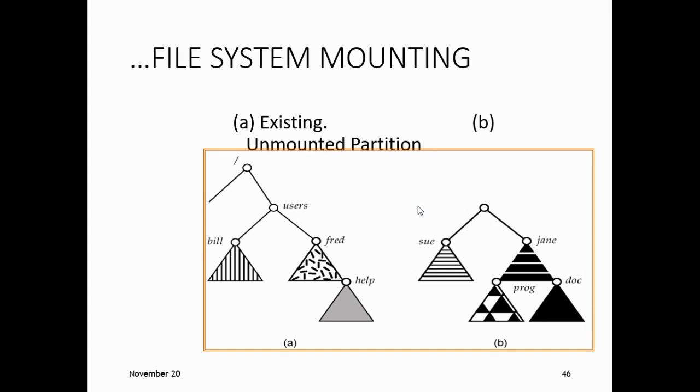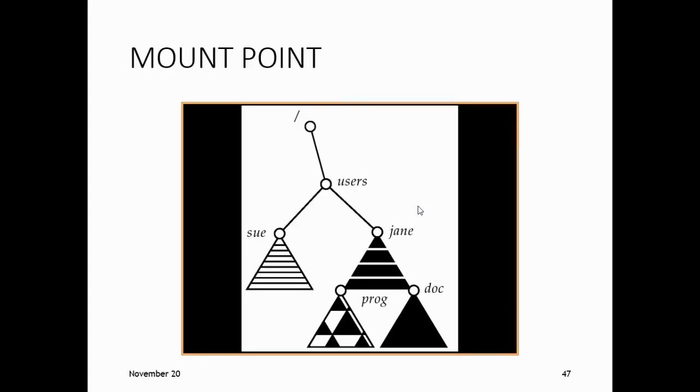We have the concept called unmounted partition. When we say unmounted, meaning it is not connected, thus the user or the operating system cannot use it. So if it's mounted, then you can see each of these circles here is connected to the drive, which is shown here. So users are connected to J, which is connected to program, and which is connected to the Word document over here.